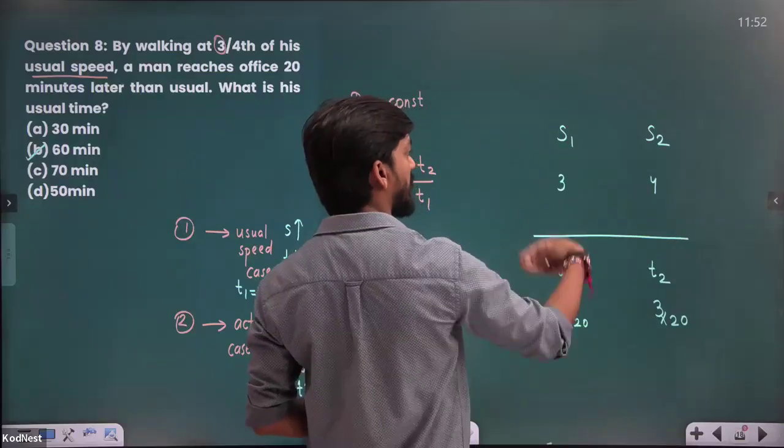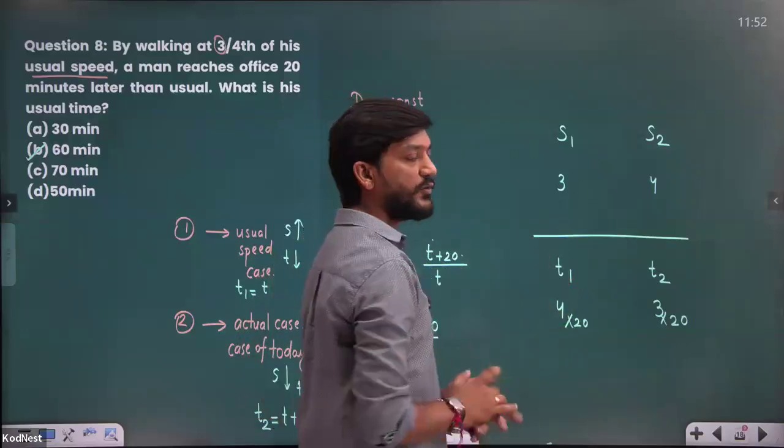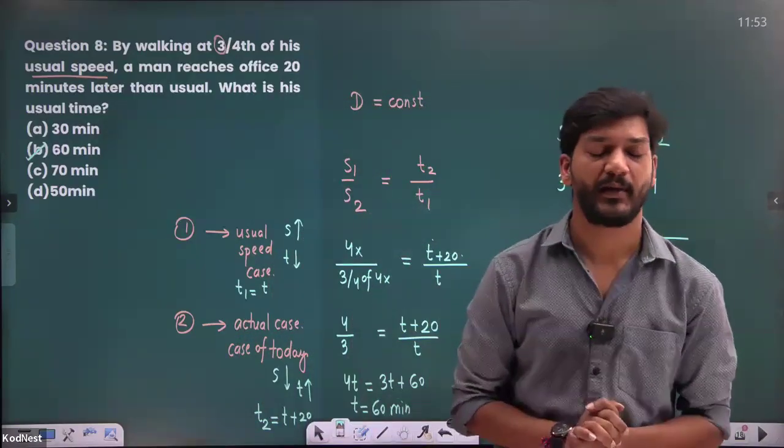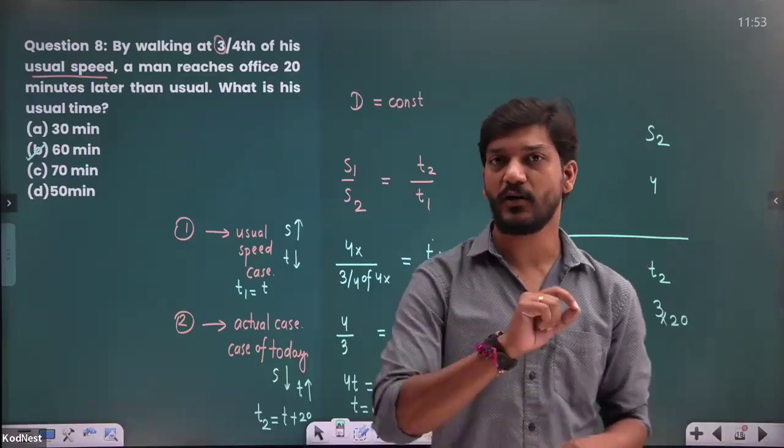We don't know what is 1. 1 is usual or actual, we don't know. 2 is usual or actual, we don't know. You have to analyze now. Question is nearly done, 99%. You just have to analyze. 1 or 2 is the answer.